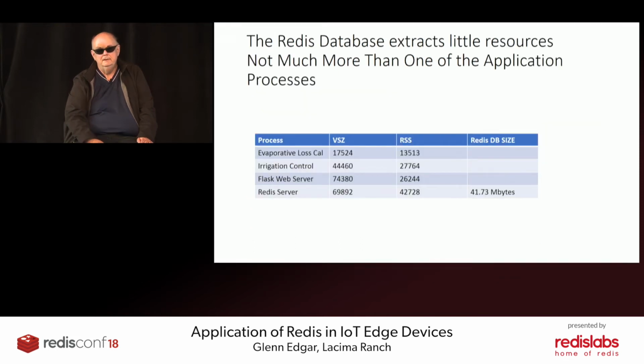And then basically, the Redis database takes very little resources. I have 3 processes alongside the Redis server. One's for evaporative loss. The second is for irrigation control. Third's the Flask web server, and then the Redis server. And you can see the Redis server really only takes about as much memory as one of my processes.